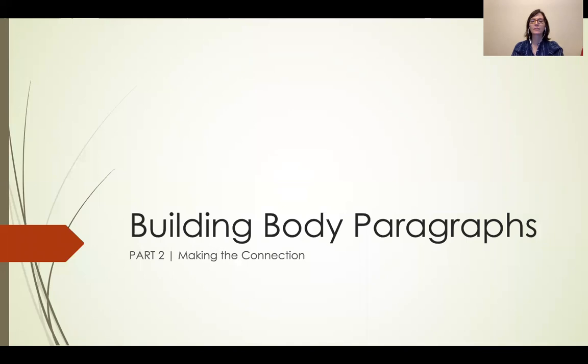Great, so again, this is building body paragraphs. This is part 2, where we are making the connection. In other words, the connection doesn't happen in the first half of the body paragraph. In the first half, you stay focused on text A. It's when you shift to text B that you start making the connection between the two texts.